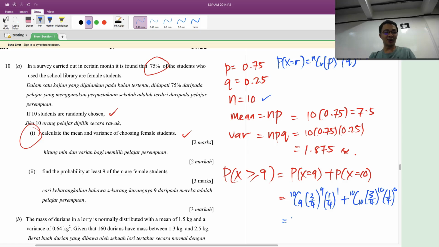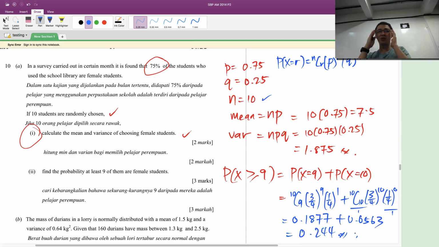Then you just use the calculator. This one should be quite simple. 10C9 multiplied by 3 over 4 power of 9, and then multiplied by 1 over 4. You get 0.1877. Plus 10C10 is 1, and the other is 1, so it's just 3 over 4 power of 10, which is 0.0563. Then I add 0.1877, and the final answer is 0.244. This is not too bad.